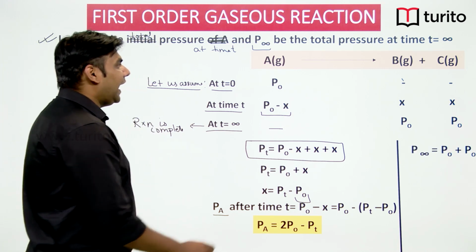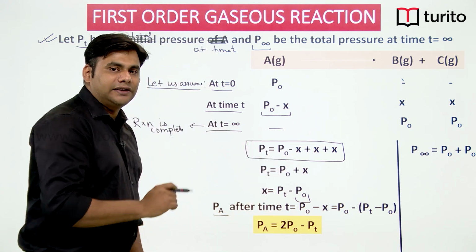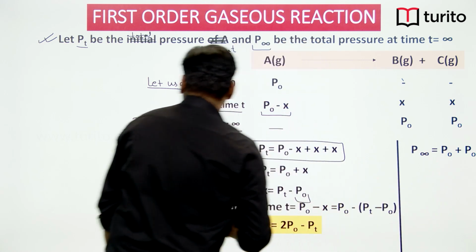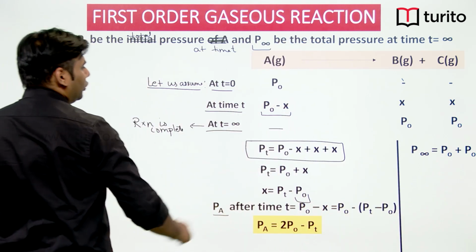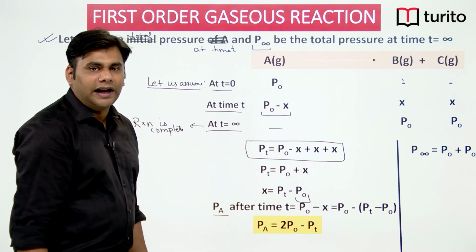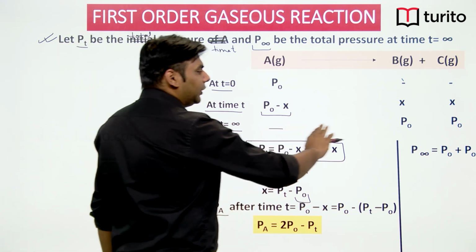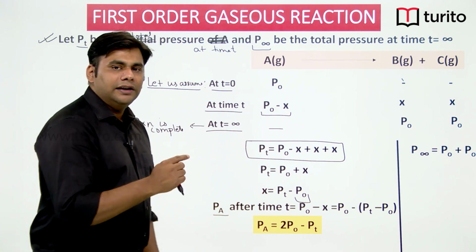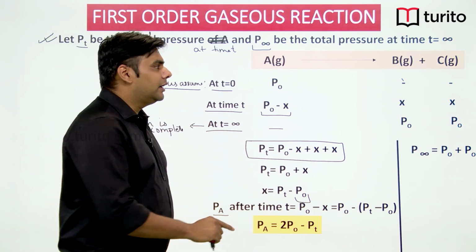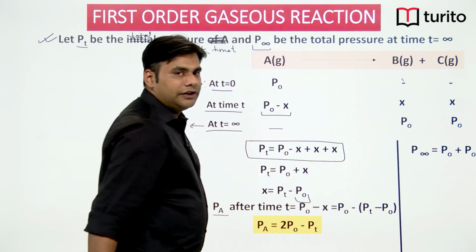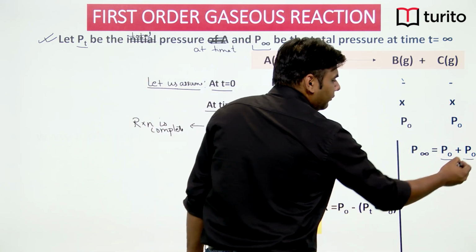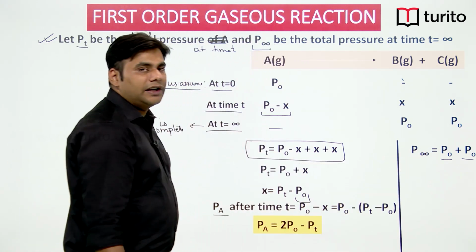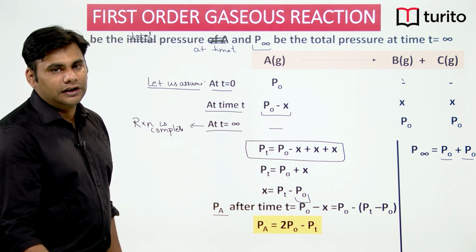So we know that at infinite time, when the reaction is complete, the total pressure would be due to only B and C, because when the reaction is complete at time t equals infinity, A has completely reacted and we are left only with B and C. So basically the pressure at that time would be partial pressure of B plus partial pressure of C, which is P naught each. Okay. So this will correspond to the total pressure at that time, which is infinity over here.